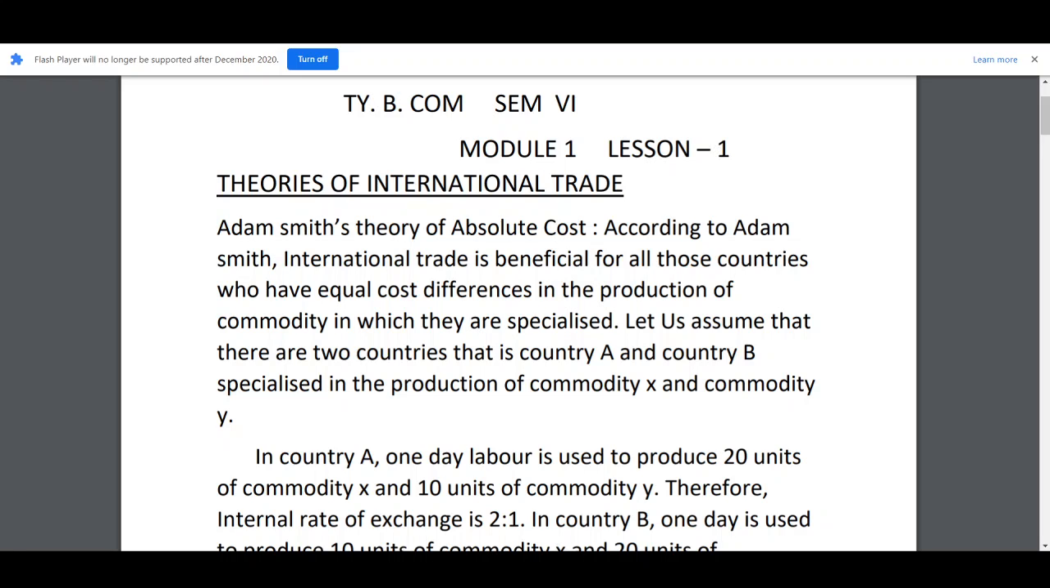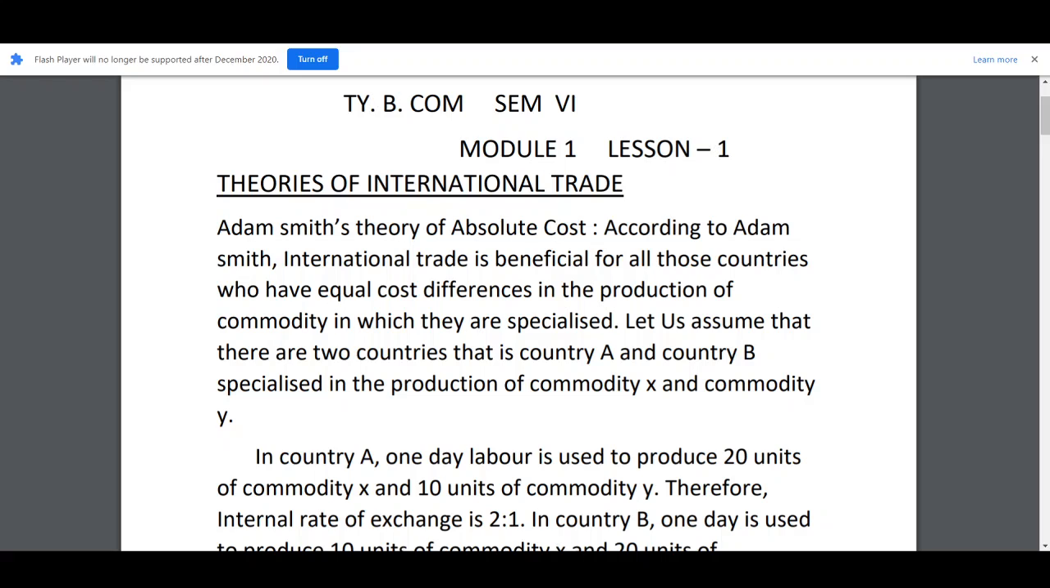See, the different countries are specializing in different commodities, different goods, where the cost of production is very less. Let us assume that there are two countries. What are the two countries? That is country A and country B, specialized in the production of commodity X and commodity Y. So according to Adam Smith, trade is beneficial for those countries who have equal cost differences in the production of commodity in which they are specialized.